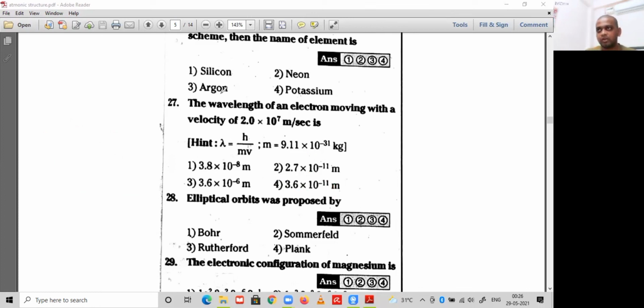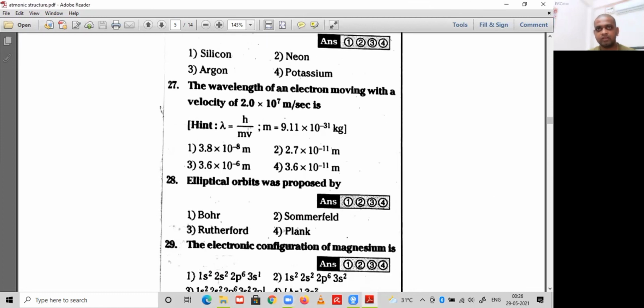Question number 28: elliptical orbitals were proposed by Sommerfeld. Sommerfeld introduced the elliptical orbitals in Bohr's atomic model. Option 2 is the correct option for the 28th question.